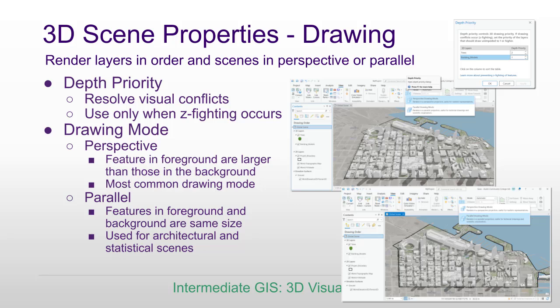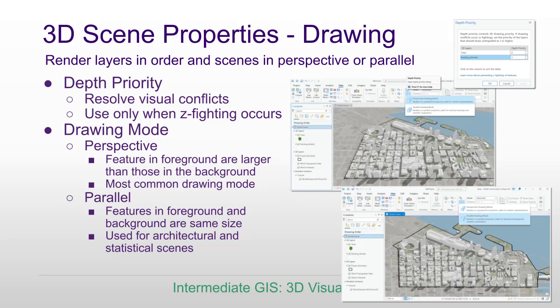The last 3D scene property I want to discuss is drawing properties, which allow us to render layers in order and scenes in perspective or parallel. In the lecture demonstration, we saw where you can have Z-fighting when features or surfaces occupy the same X, Y, and Z location. And so we use depth priority to resolve these visual conflicts.